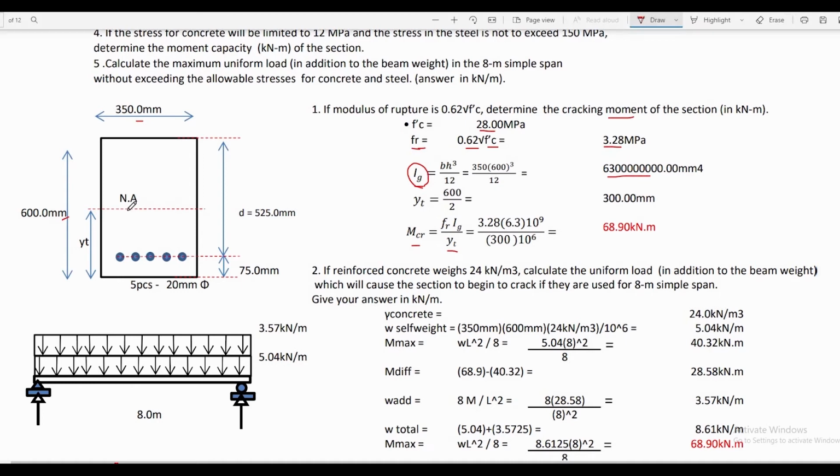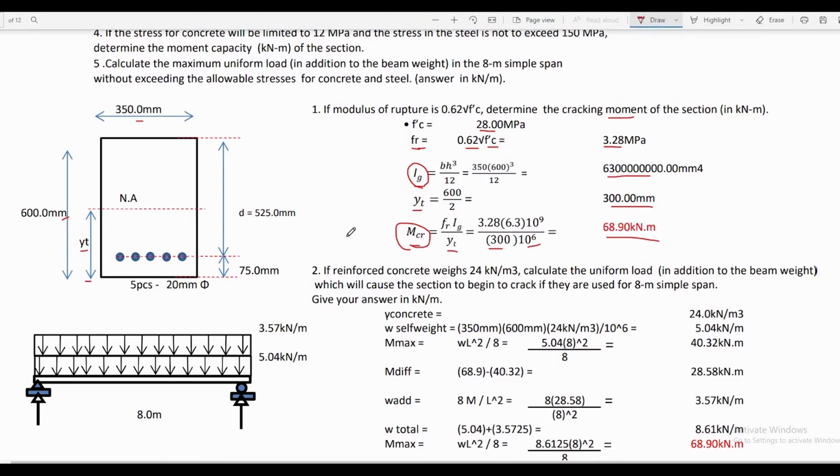And since our section is rectangular, we can easily obtain Yt, that is just equal to the distance from the neutral axis up to the most tension fiber. The most tension fiber of the beam is at the bottom portion, since we are assuming that this is a simple span. So Yt can be computed equal to 600 divided by 2 or 300 mm, wherein we can now solve for the cracking moment equal to this value. We are dividing it by 10 raised to 6 to convert Newton into kilonewton and mm into meter. So we can have our answer in kilonewton meter, and that is equal to 68.90.